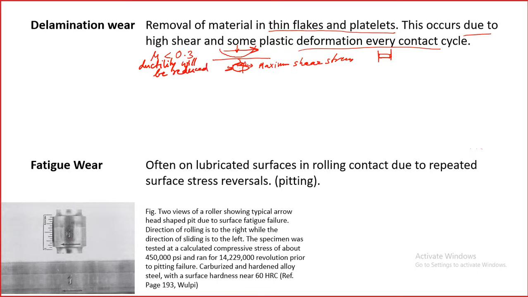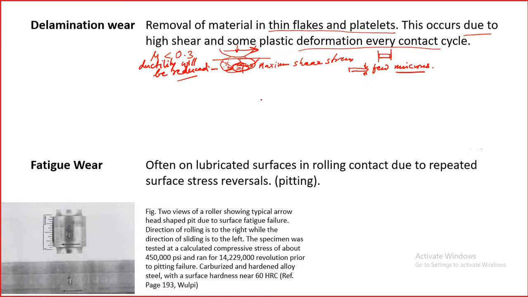So because of repeated plastic deformation, ductility will be reduced, and therefore there is a good chance that some cracks can nucleate. So crack will nucleate, and the crack will grow like this. Another crack will also nucleate here, for example, and grow like this. So these cracks will meet together and form this kind of small flake, and this normally happens very close to the surface, and therefore the thickness of these flakes is only a few microns. So very thin flakes of particles will come out as debris.